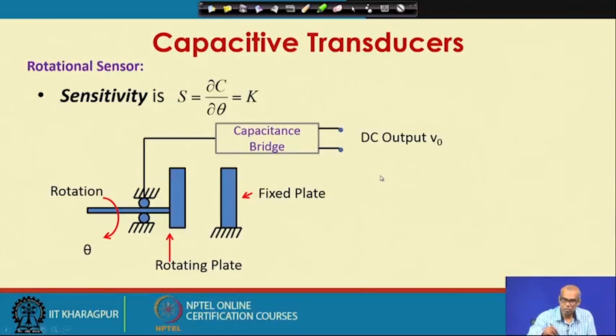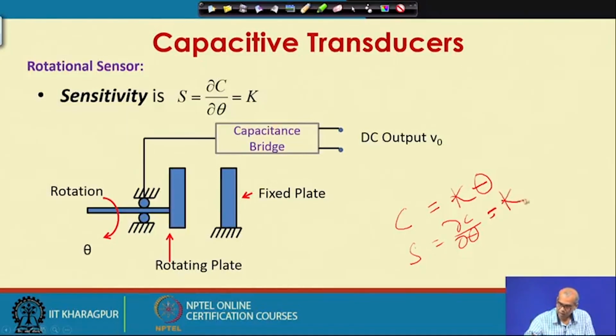Since the capacitance here is expressed as K into theta, the sensitivity, the change in capacitance with change in angular motion, del C del theta becomes simply K. This is a constant. The relationship is linear.